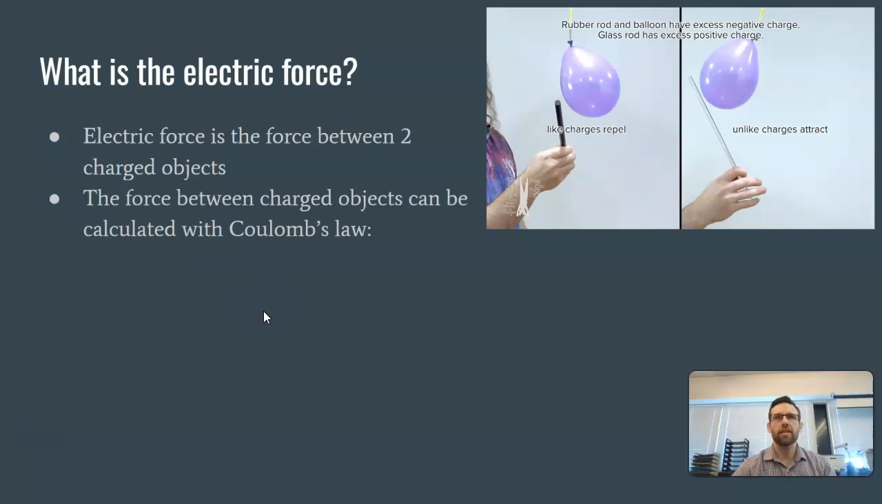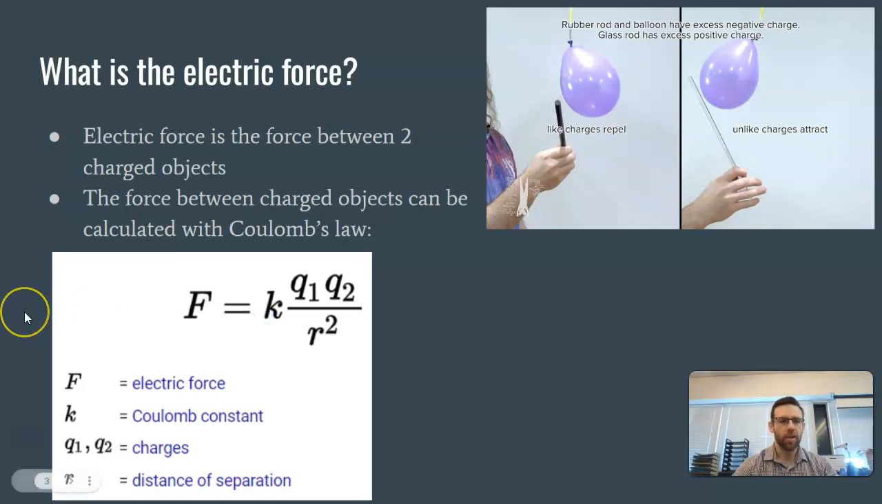So Coulomb was a scientist. His name will come up many times. We even named one of the units of charge after him. And so his equation looks like this. The electric force is equal to this constant k times the two charges, like how much charge the two objects have, divided by the distance of separation squared.